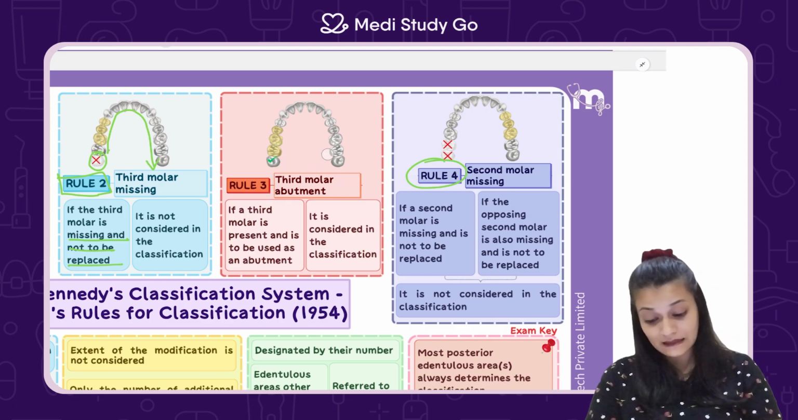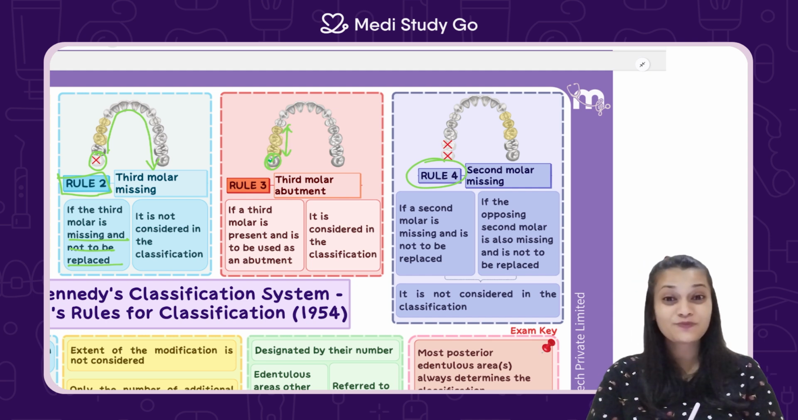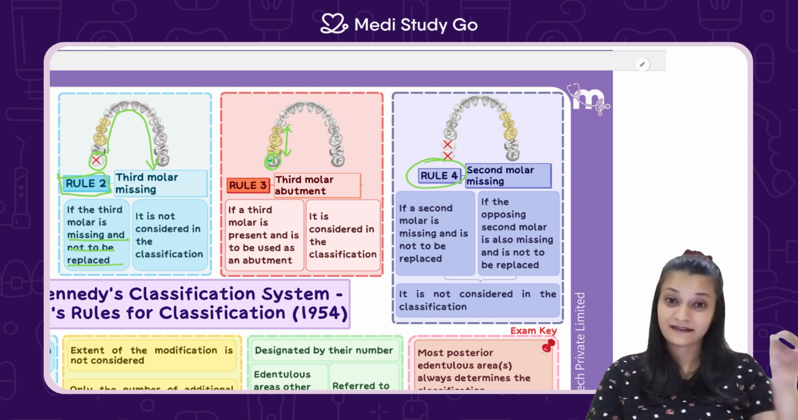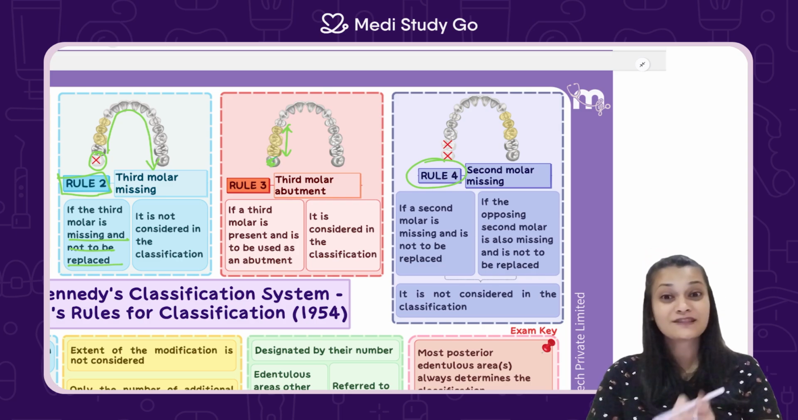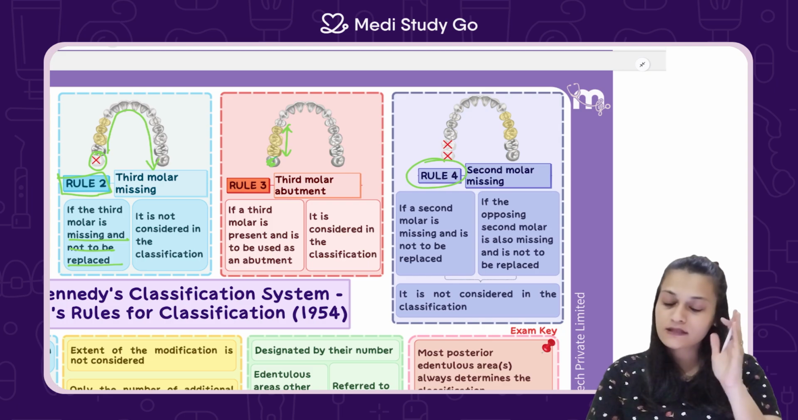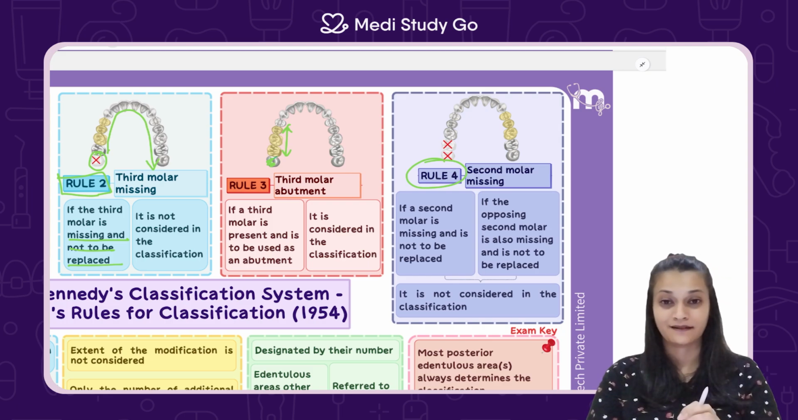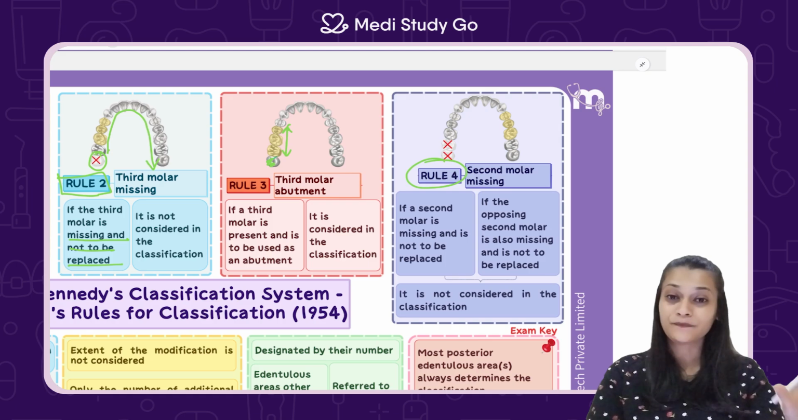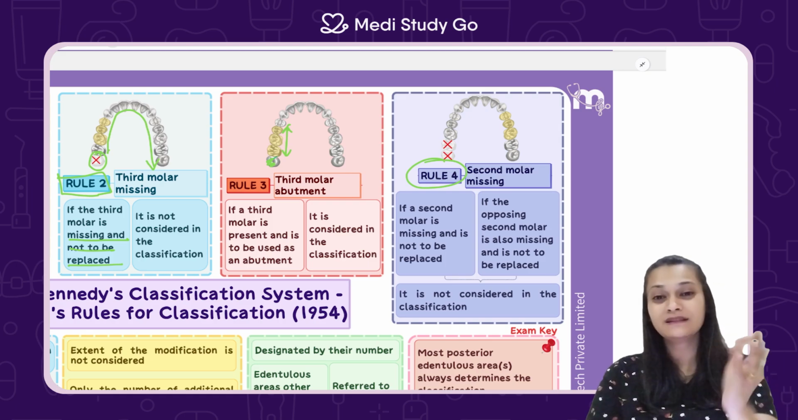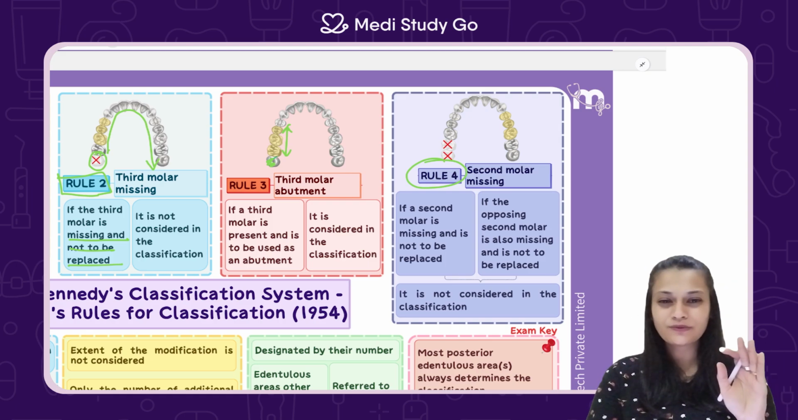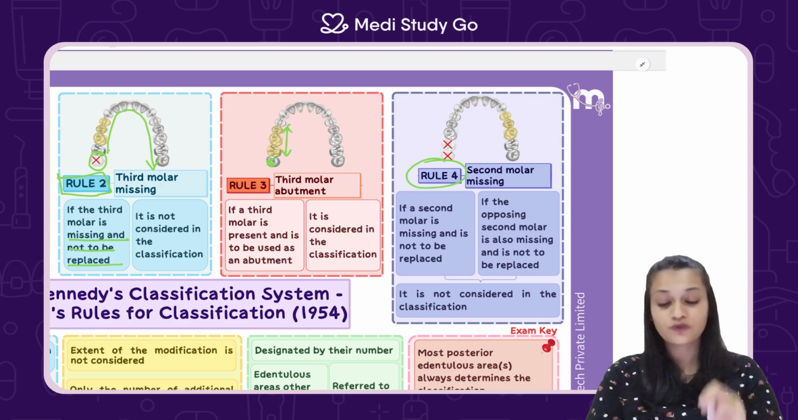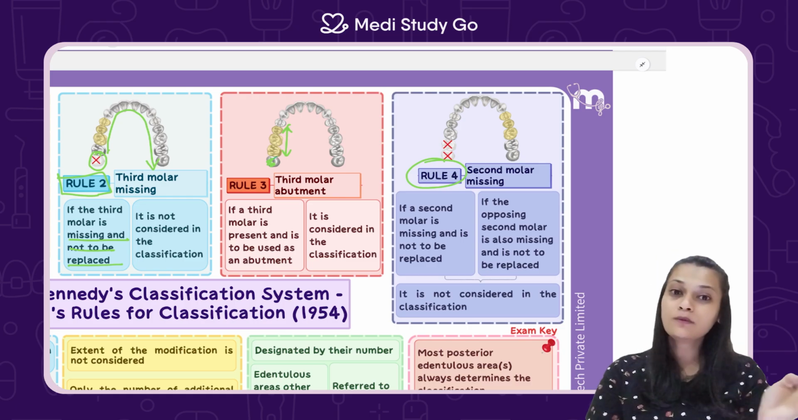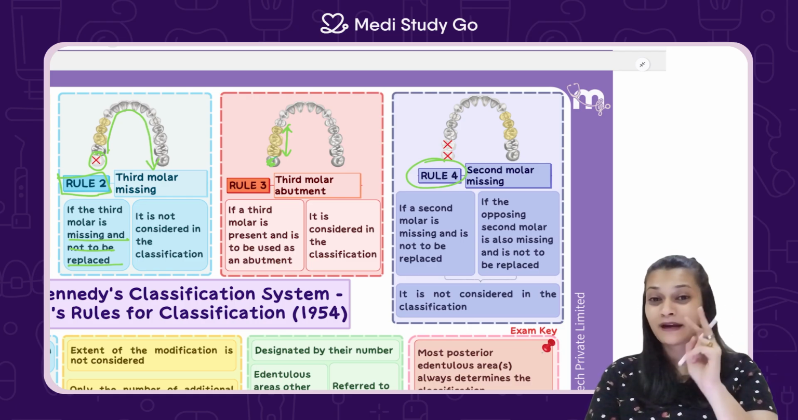Or let's consider another scenario. If 8 is present and these 3 are missing, this will become class 3 because 8 is going to be considered. But at the same time, if 8 was not present, this would have converted into class 2. So it's very important. You need to decide: do you want to use this third molar? If yes, use your third rule and consider it. If you don't want to use this third molar, don't even consider it. Discard it from the classification as well. Use your rule number 2. So third molar present or absent will determine rules 2 and 3.